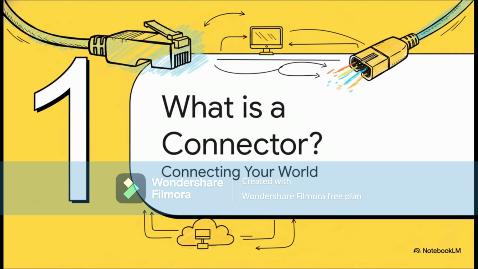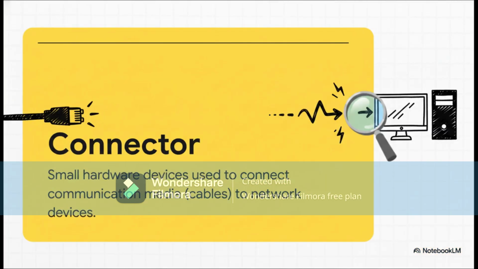All right, first things first. In the world of computer networks, what is a connector? Let's get a clear definition. It's actually pretty simple. You've got your cable, and you've got your device, like your computer. The connector is that crucial piece right in the middle. It's the little piece of hardware that creates the physical link, making sure the signal from the cable can actually get into the device. Without it, you've just got a fancy-looking wire that does nothing.